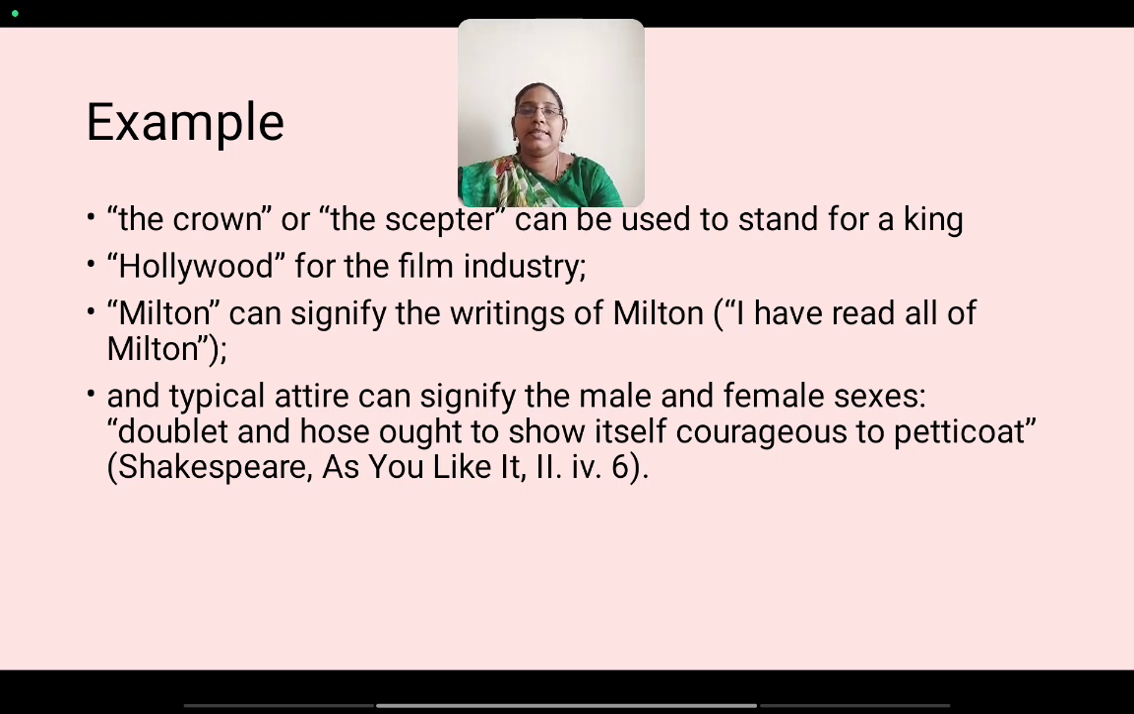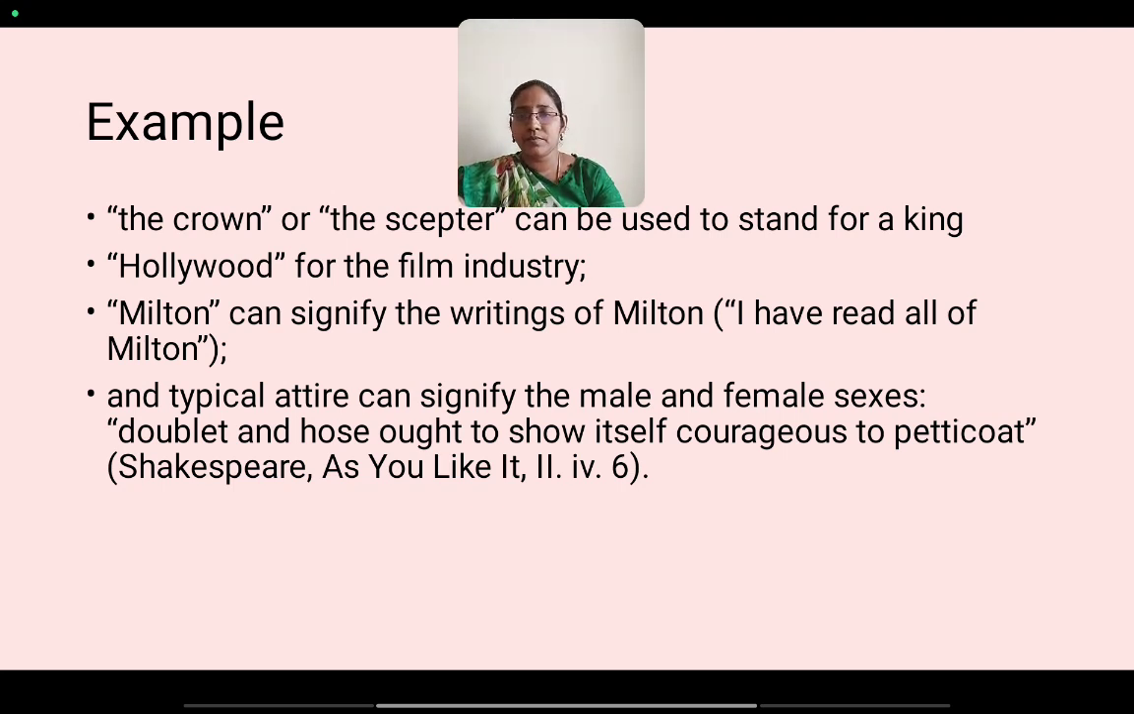The next example is, I have read all of Milton. It means you have not read Milton, the person, but you have read all the writings of Milton, all the works written by Milton.